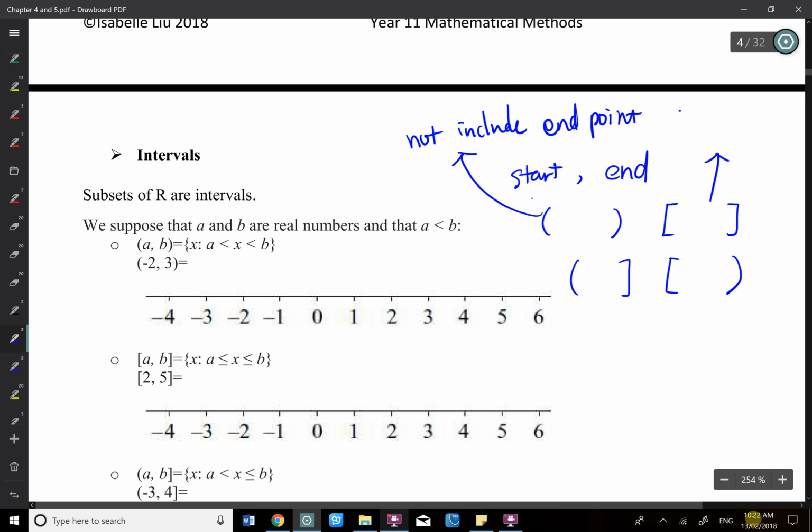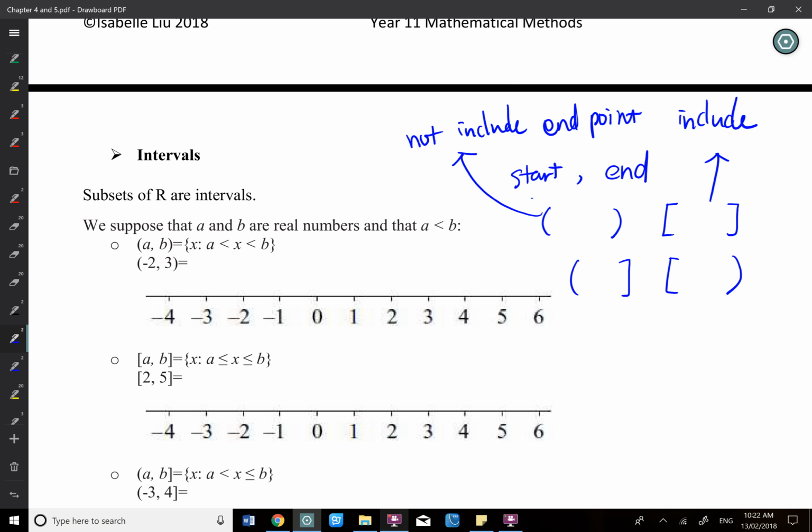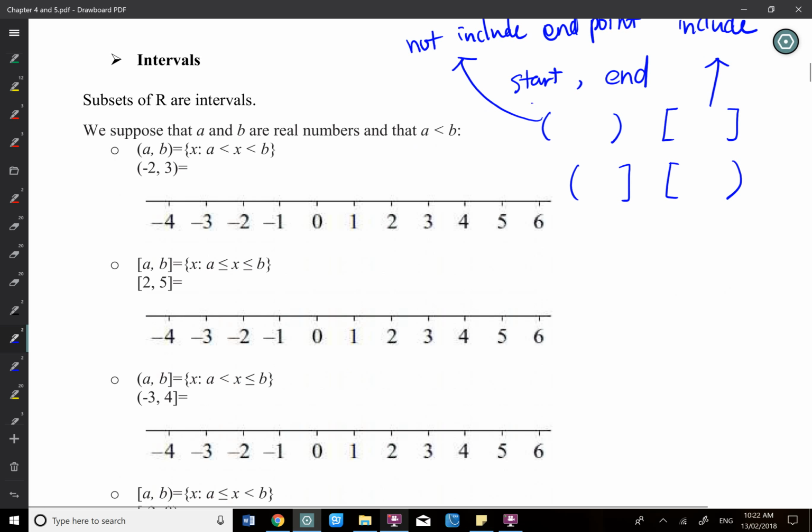Square bracket means include the endpoint. Well, you can include the left and not include the right, or include the right and not include the left. Okay, so that's how we do that. So let's give an example: negative 2 to 3.